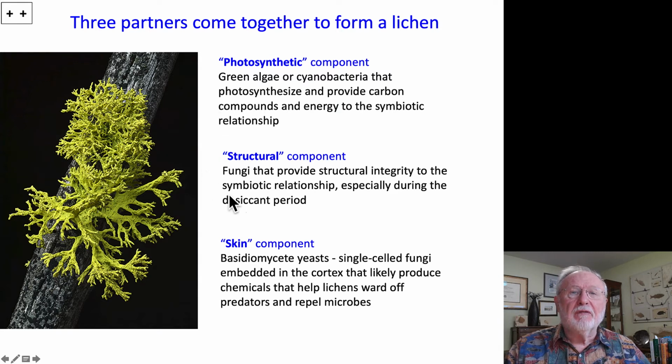The structural feature is a fungus. That fungus provides the structural integrity and the shape for the lichen. And now we've discovered that there's a third component, a skin component, which is a yeast, a single-cell fungi that's embedded in the cortex that produces chemicals that tend to ward off predators. So this is a symbiotic, mutualistic relationship.